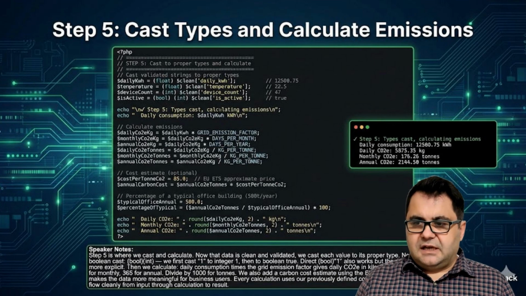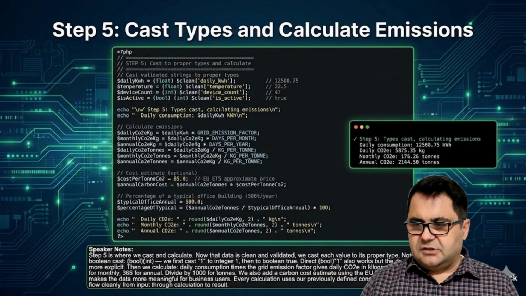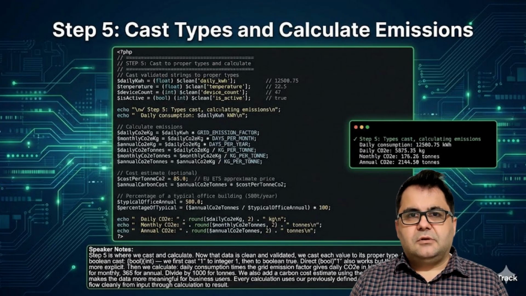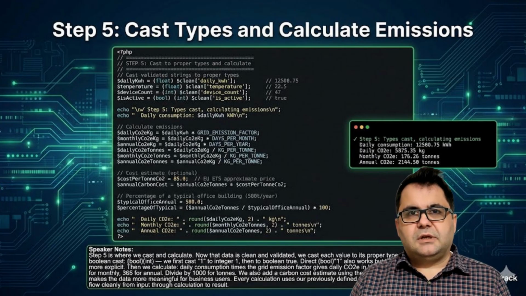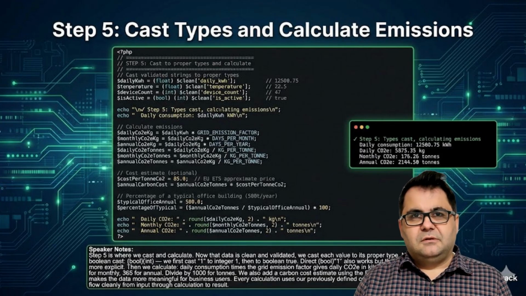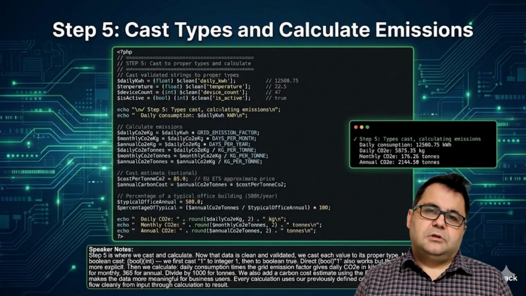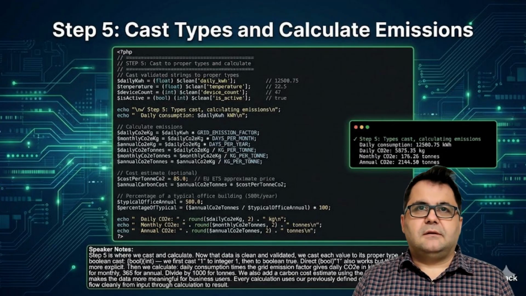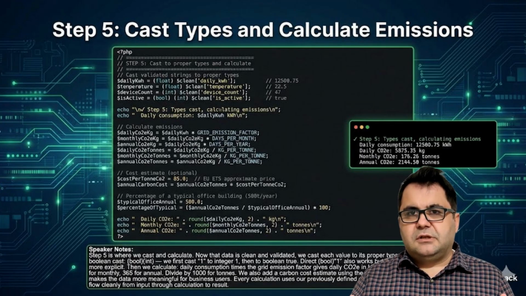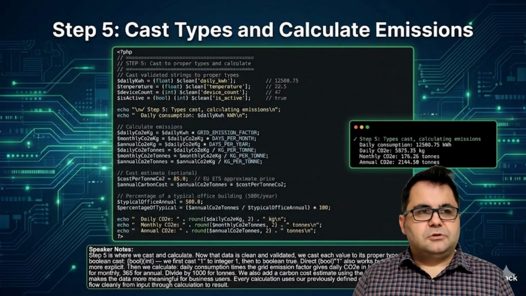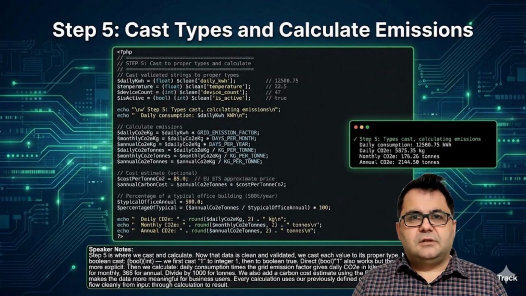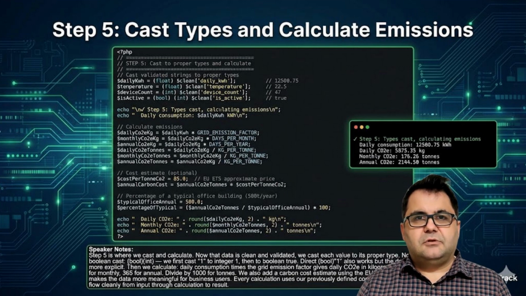Step 5 is where we cast and calculate. Now that data is clean and validated, we cast each value to its proper type. Notice the Boolean cast. (bool)(int), we first cast 1 to integer 1, then to Boolean true. Direct (bool) 1 also works, but the double cast is more explicit. Then we calculate. Daily consumption times the grid emission factor gives daily CO2e in kilograms. Multiply by 30 for monthly, 365 for annual. Divide by 1,000 for tons.